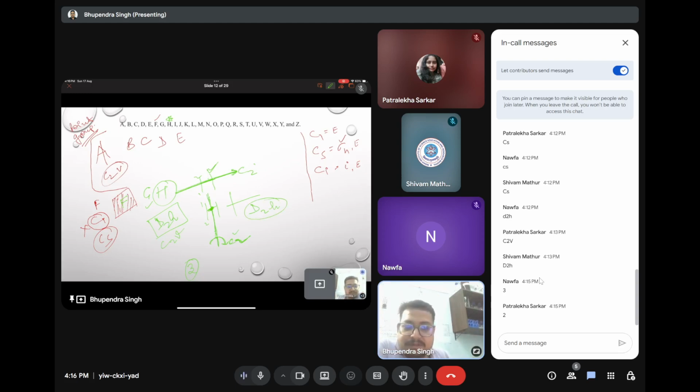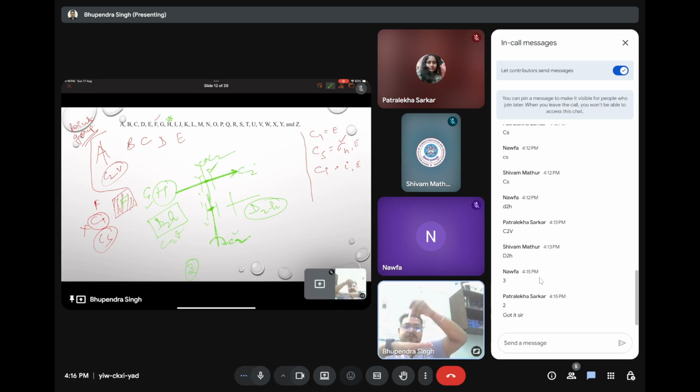I think it is clear. Patlika is saying 2. No, 3 C2s are present. This C2, this C2, and one is above the plane, like from here. Got it? So 3 C2s are present and the point group should be D2H. Okay. Now moving on to this I.